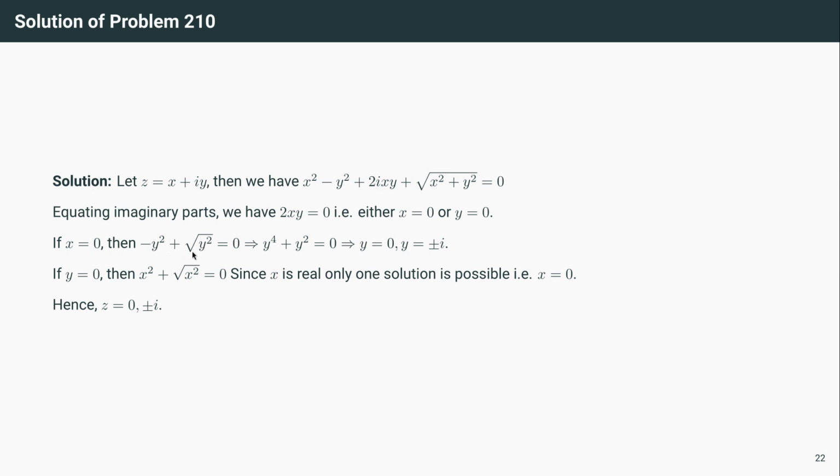Hang on, so there is some problem. How do we arrive at this? You square this, take this to the right side and square this. This should be minus y squared. There is some calculation mistake here. This should be y to the power 4 minus y squared is equal to 0. That would give plus minus 1, not i. This should be 1.